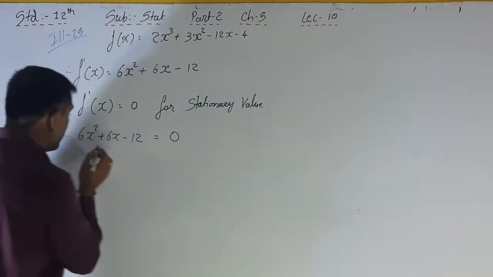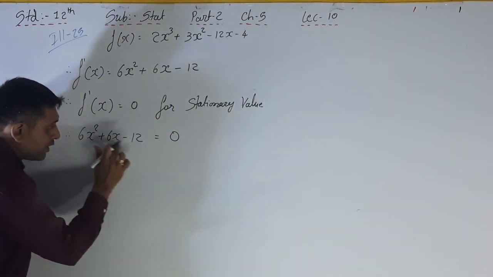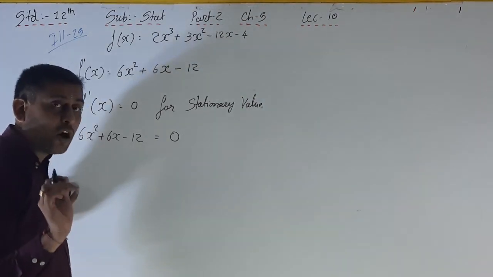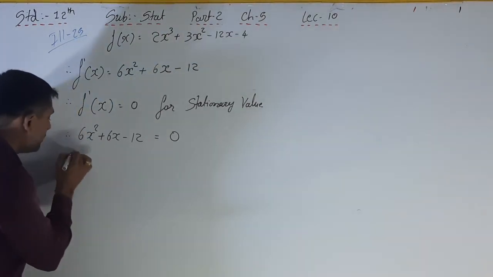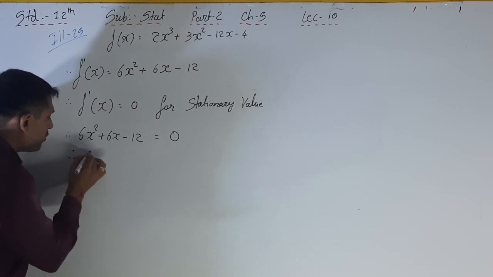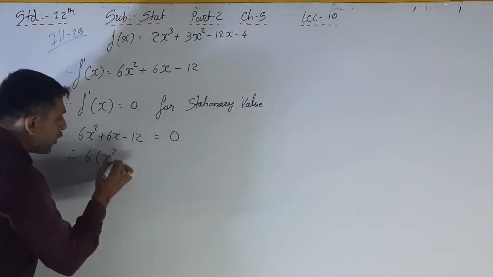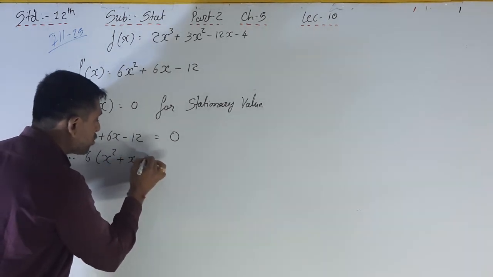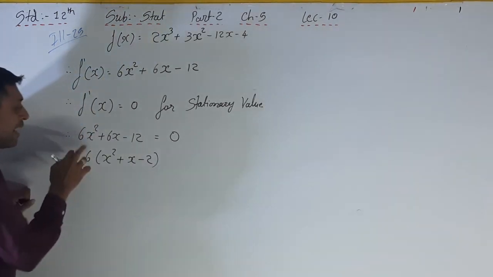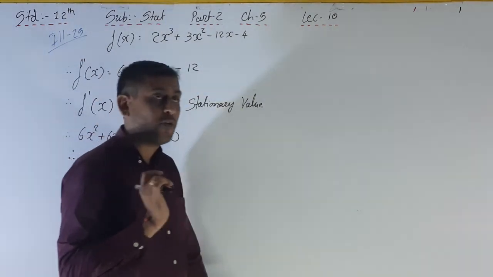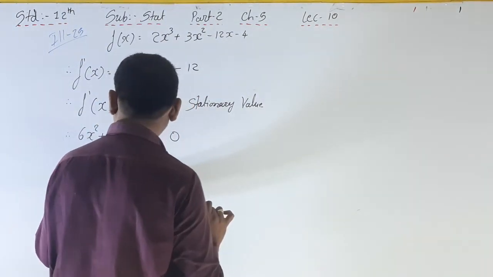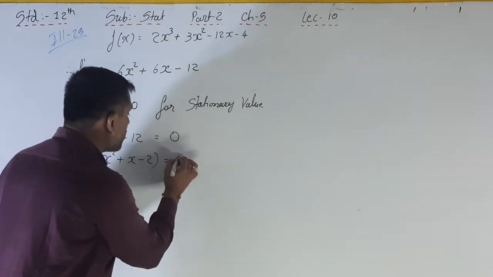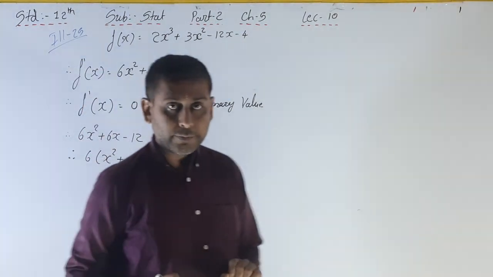Now see here, in these 6 and 12 are there, and from that we can take a common 6. So 6 is common. What is the remaining? x square plus x minus 2. So here 6 into bracket x square plus x minus 2 is equal to 0.